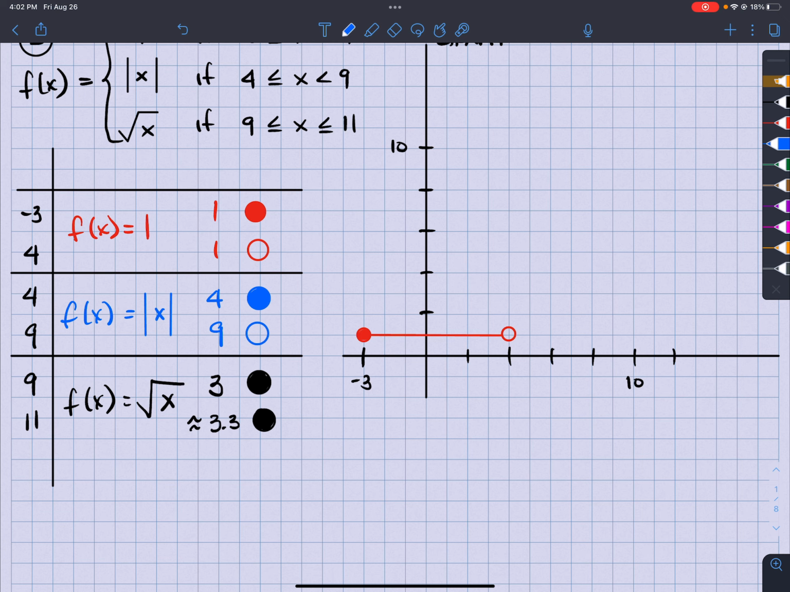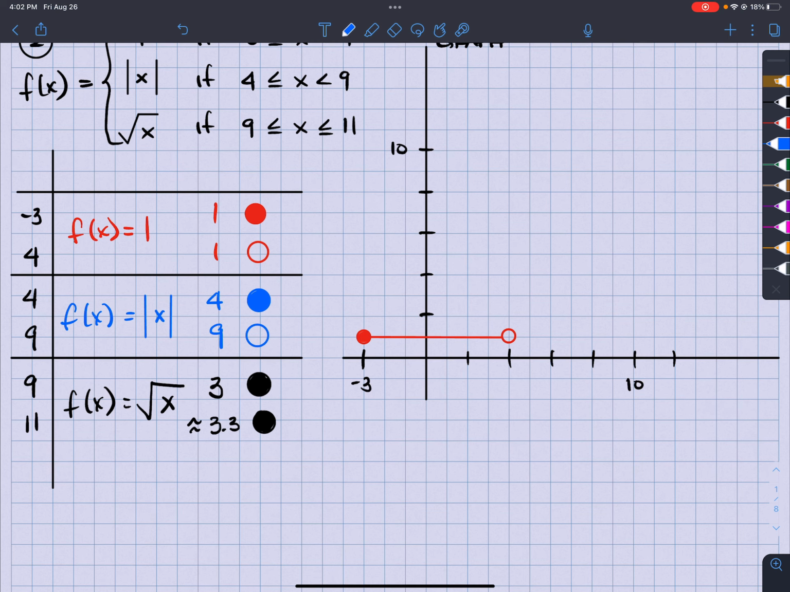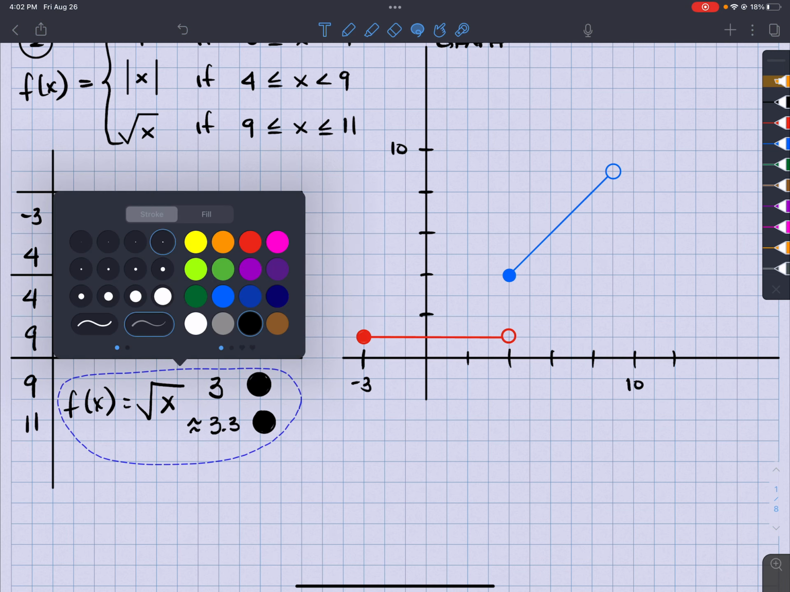So at 4 it's going to be 4, closed circle. And then at 9 it's going to be 9, and that's going to be an open circle. Now I'm going to draw that line, and there we go. And then this piece right here, let's make that purple.